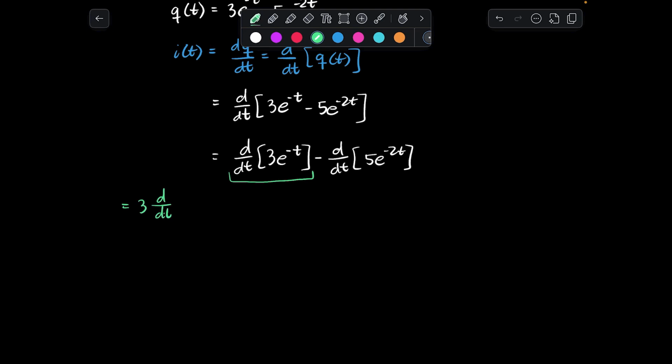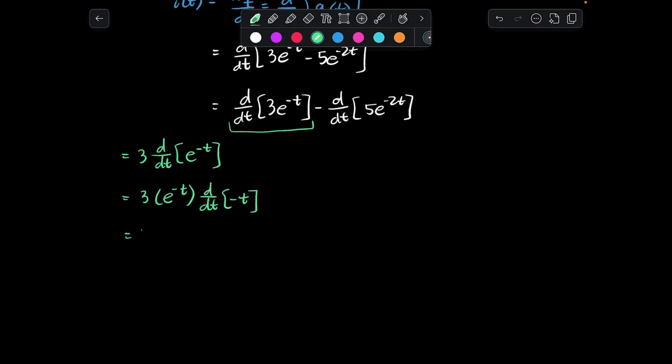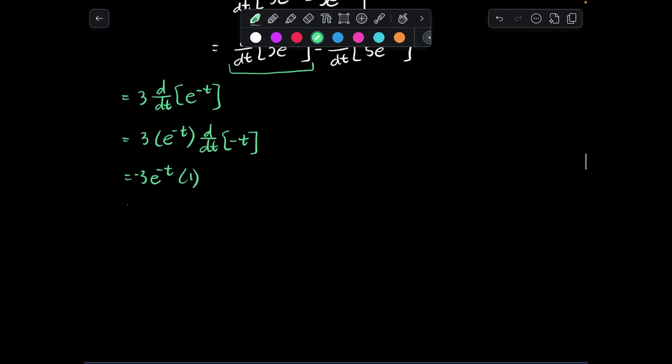Let's bring the constant out to the front. We get 3 times e to the power of negative t. And because of chain rule, we find the derivative of negative t. And we get negative 3 e to the power of negative t times 1. And we get that.